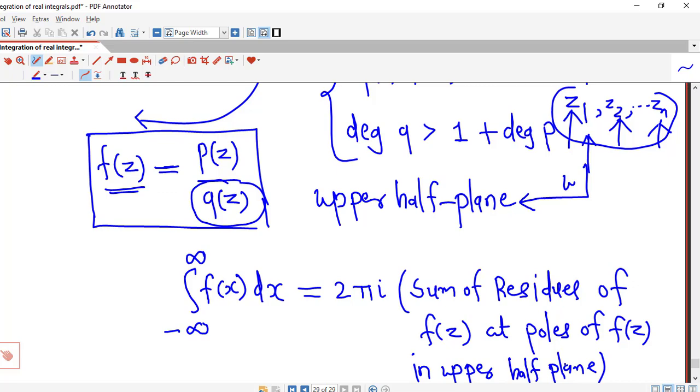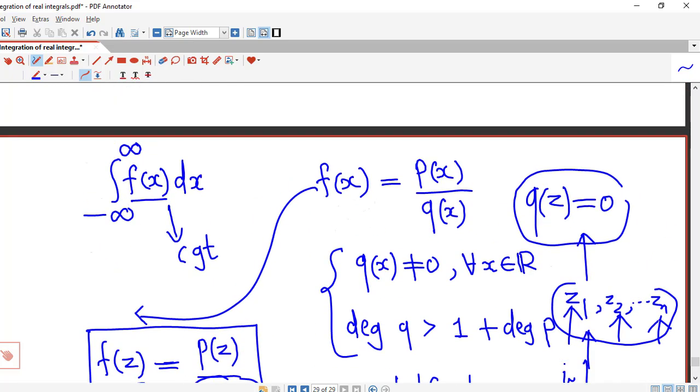So this is very easy. We just have to check these two conditions first: whether q(x) is non-zero for all x belonging to R, and whether the degree of q is greater than 1 plus the degree of p. If these two conditions are satisfied, we can apply the residue theorem.